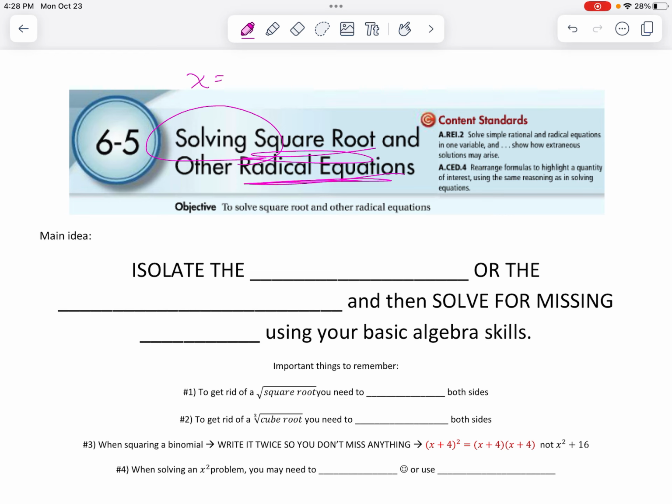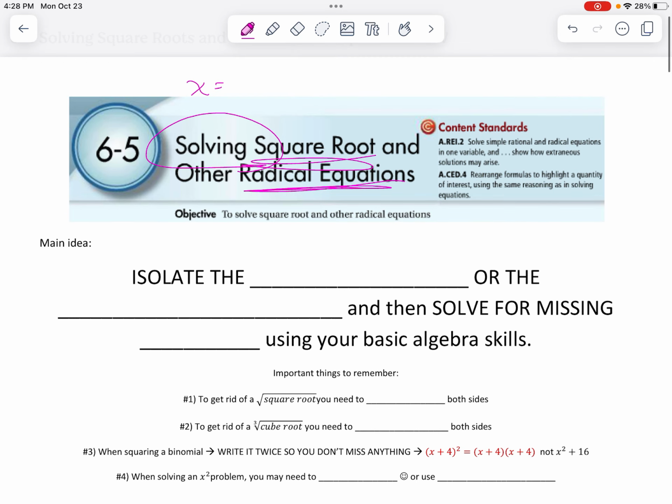The main idea, when I developed this, I like to think one main idea: you have to isolate the radical. Whether that is a square root or a cube root, it doesn't really matter. You're going to isolate the radical, or you're going to isolate the rational exponent term. So if you have, for example, a 2/3, you want to get that by itself. Then you're going to solve for your missing variable. And that is going to take you to Algebra 1, where you use your basic algebra skills, although you might need to use the quadratic formula, which is an Algebra 2 skill.